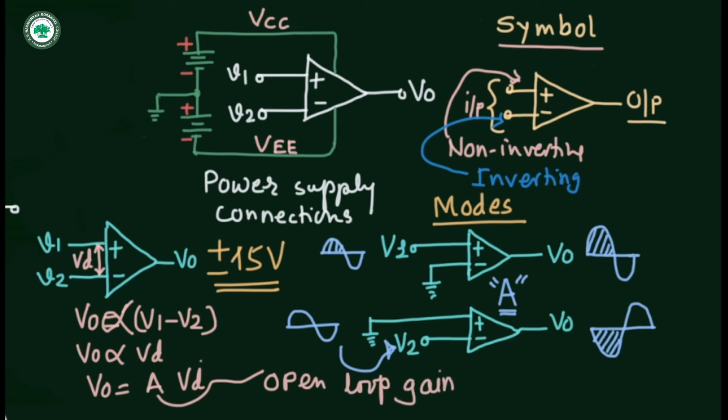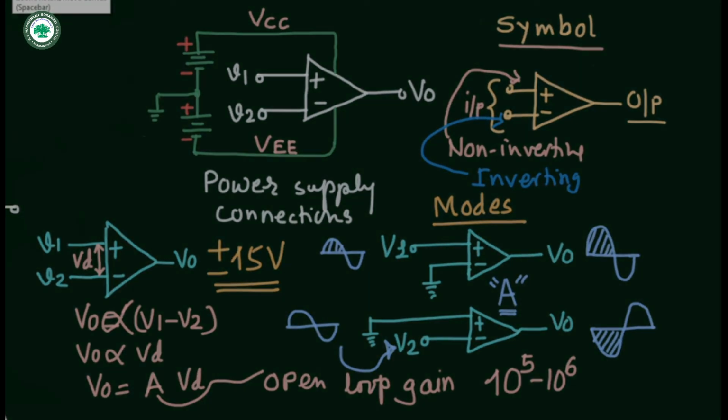So A is considered as the open loop gain of the operational amplifier, and its value is about 10 raised to 5 to 10 raised to 6. As it is the ratio of the output and input, it does not have a unit. So this is about the modes of operation of the operational amplifier.